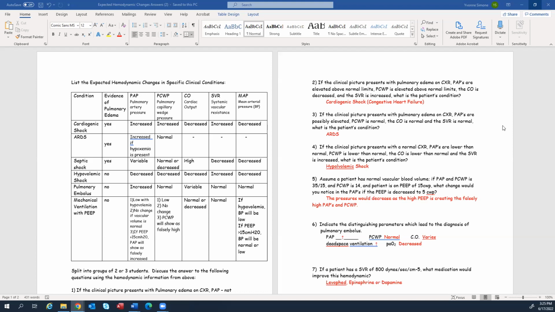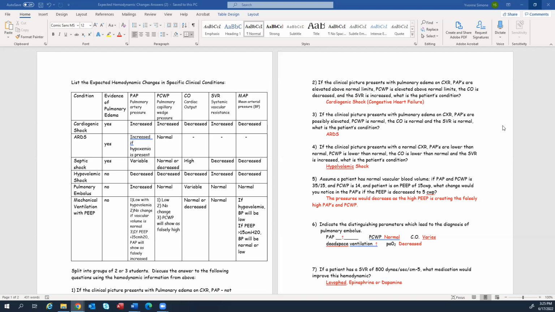and a falsely high wedge pressure. So high PEEP gives us false PAPs and a false wedge pressure, falsely high. And it's just like an external squeeze on those pulmonary vessels, and that's why we're seeing falsely high numbers.